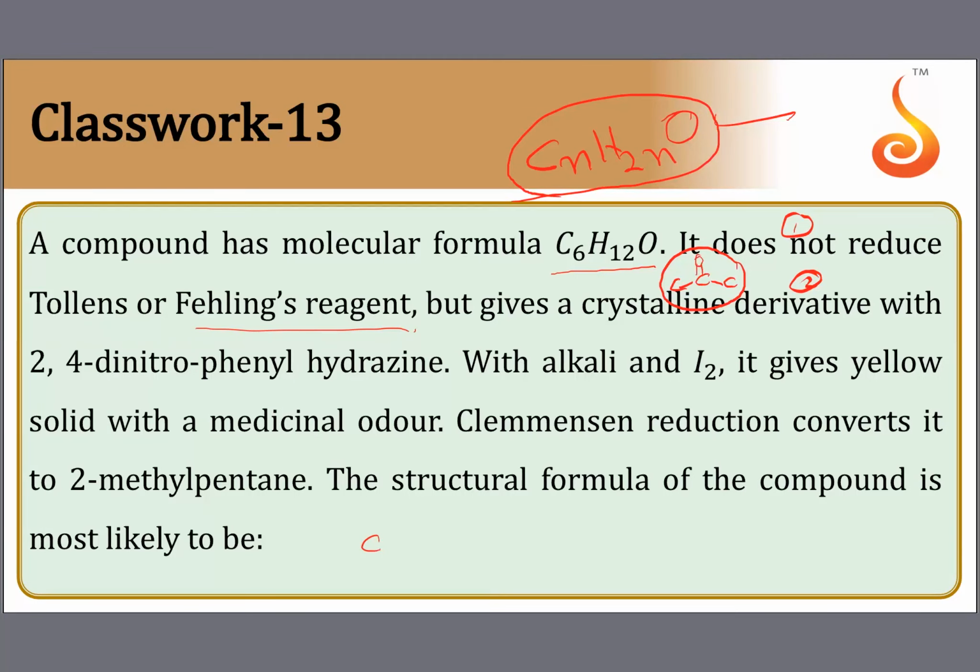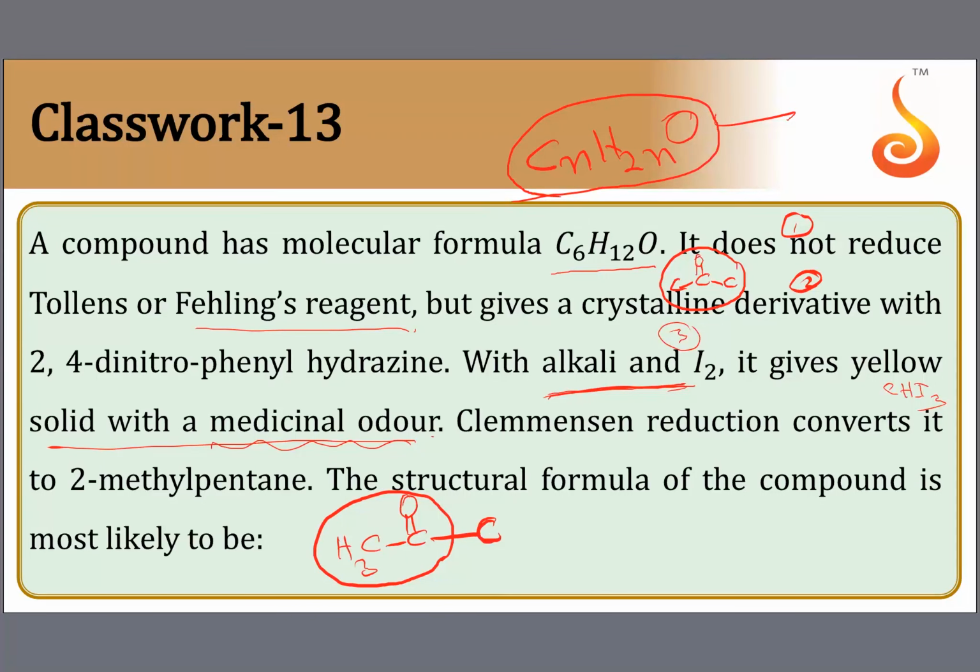That is the second hint. The third one, with alkali and iodine, means iodoform test. This is the third hint. It gives a yellow colored precipitate, which has a medicinal odor. The yellow precipitate is nothing but CHI3. So since it is giving the iodoform test, it should have a CH3CO group. Right side C compulsory.